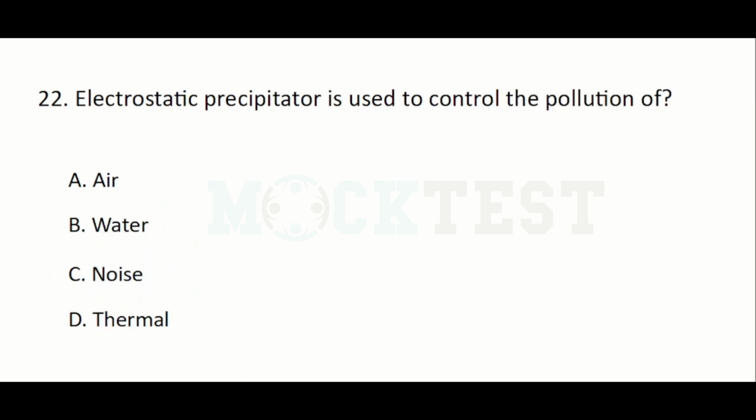Electrostatic precipitator is used to control the pollution of: option A air, option B water, option C noise, option D thermal. Electrostatic precipitator is used to control the pollution of air.